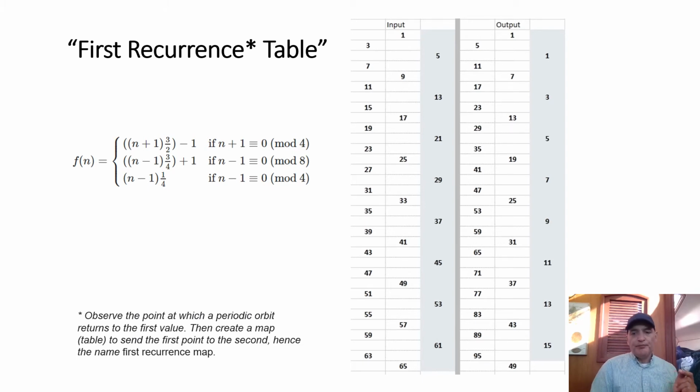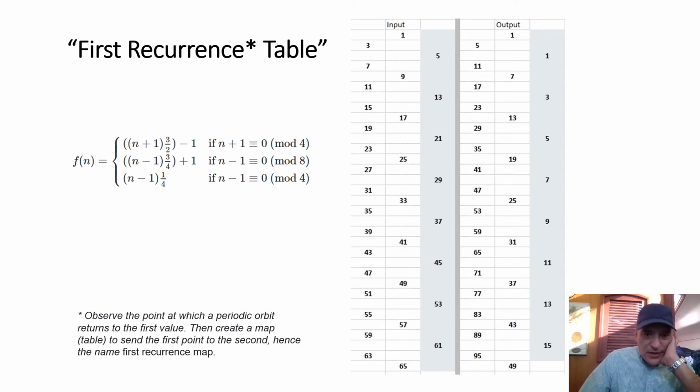Collatz sequences are often termed orbits, which is a bit pretentious. Then create a map table, their equivalent, to send the first point to the second, hence the name first recurrence map. Now, I believe this does apply to what I'm doing because I'm eliminating the recursive part of the partial functions or operations.